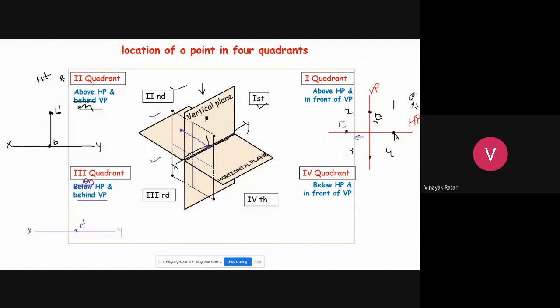Now where is your top view? How are you rotating this plane? You're rotating this plane in clockwise direction. Your horizontal plane will go up.